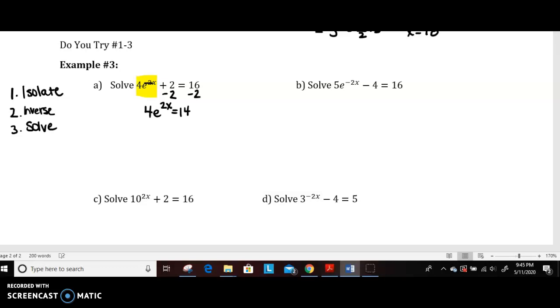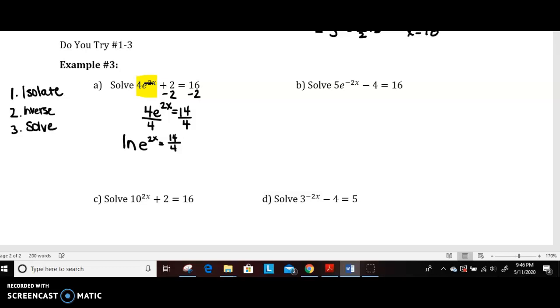Okay, we got to get rid of that 4. So divide both sides by 4. So I have e raised to the 2x power equals 14 over 4. Okay, so now I want to get rid of this e. So I'm going to take the log that has a base of e. What is the log that has a base of e? There's another name for it, right? It's the natural log. So I'm going to take the natural log.